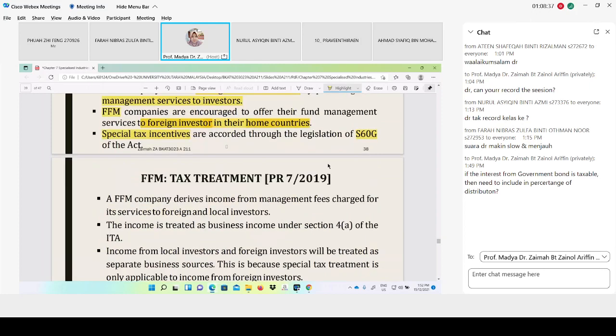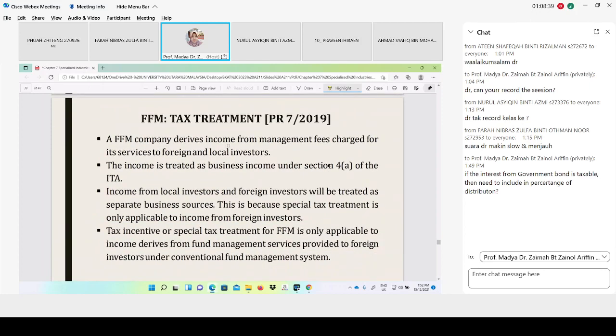Okay. So this is the tax treatment for the FFM. You have this in the public ruling, the recent one, Public Ruling 7/2019. This is also included in your supplement. Remember that early in the semester I provided you the supplement from the author. The author of your book gives you the supplement to update the changes for year of assessment 2021.